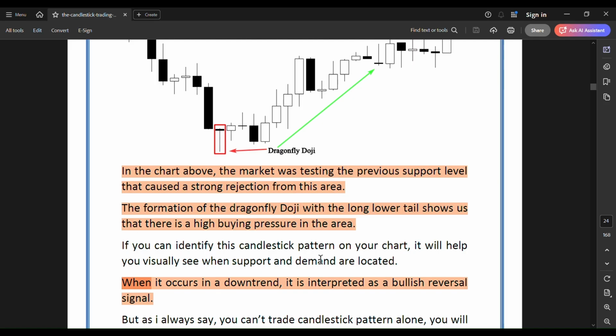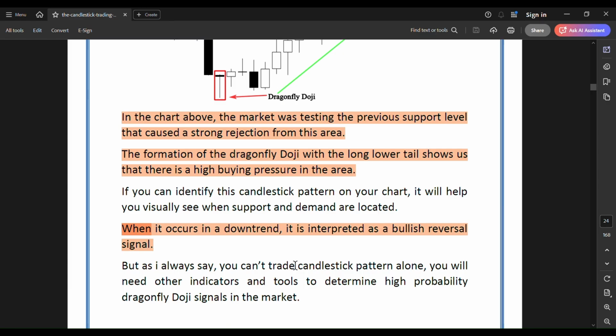In the chart above, the market was testing the previous support level. So there was a support right here that caused a strong rejection from this area. The formation of the dragonfly doji with the long lower tail shows us that there is high buying pressure in the area. So usually this can actually indicate a reversal. When it occurs in a downtrend, it is interpreted as a bullish reversal.